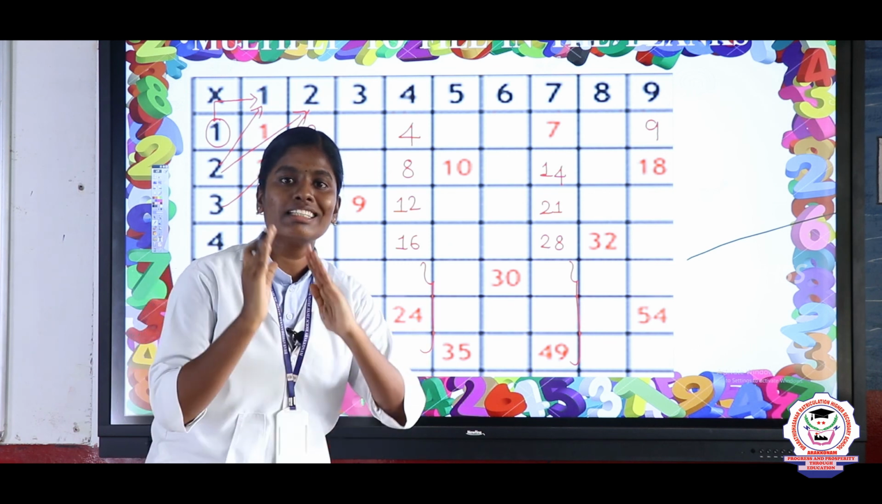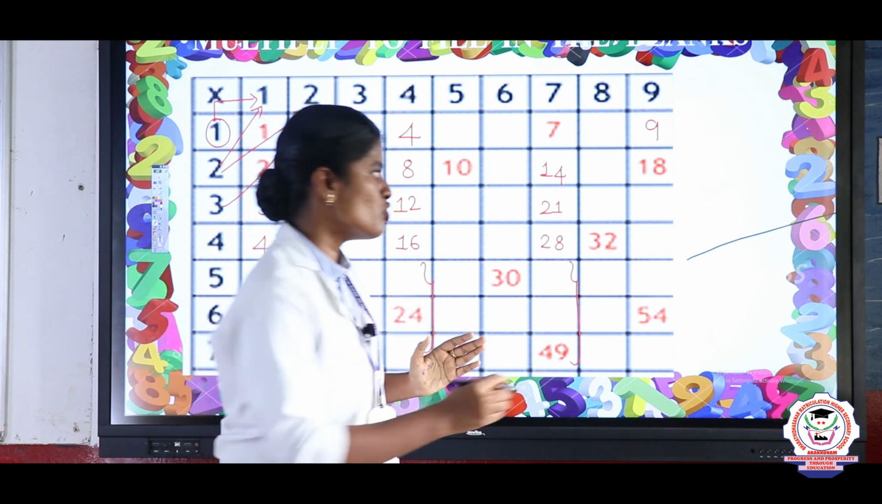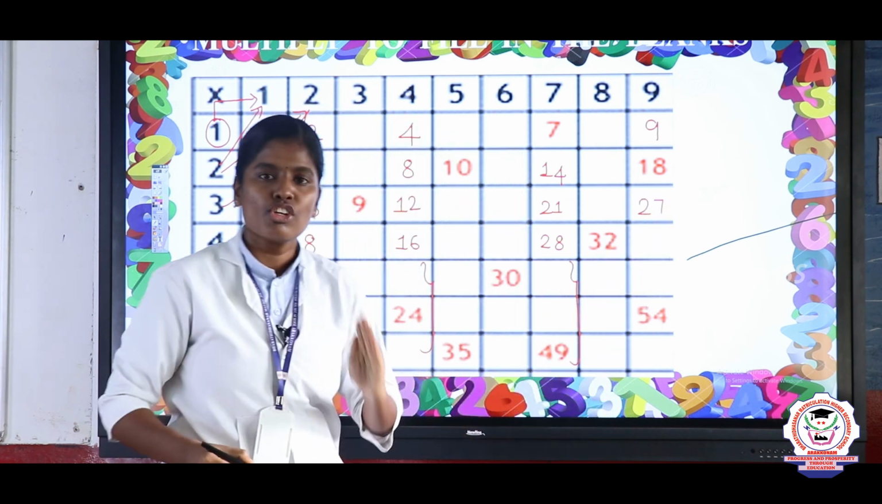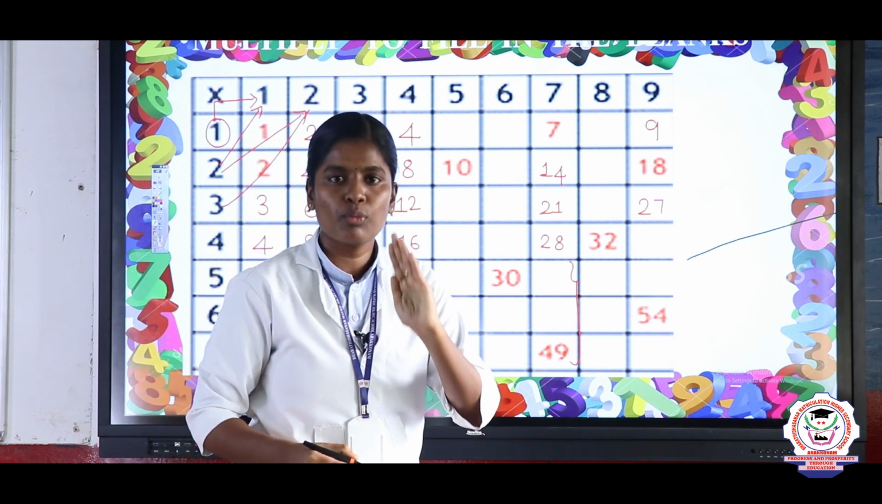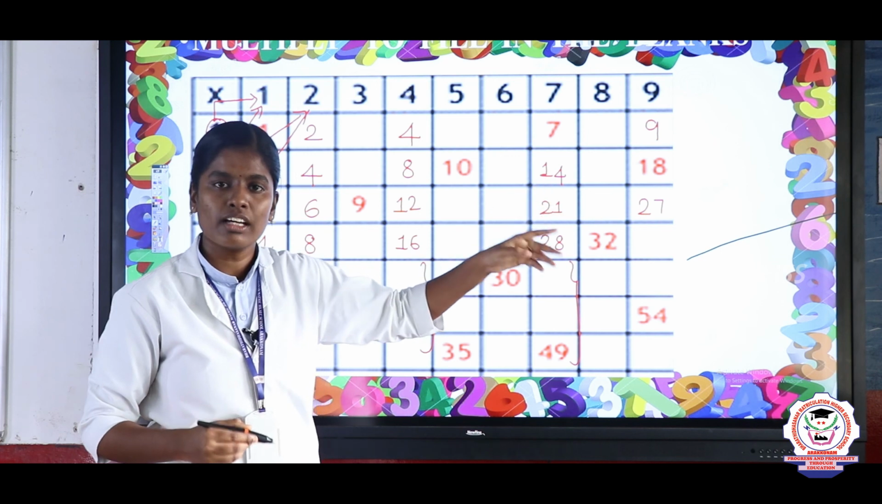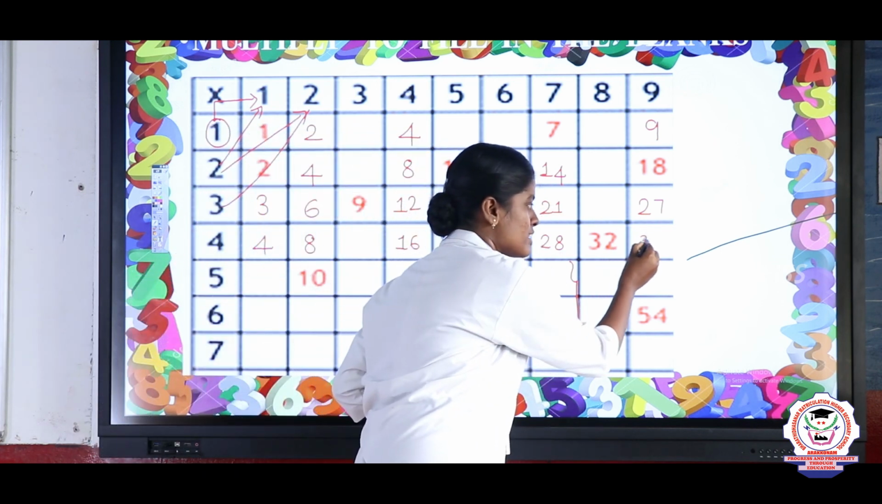3 nines are 3 times of 9 or 9 times of 3. So 3 nines are 27. So 9 table is very easy. Okay. Next you will take 4 nines are. 4 nines are 4 times of 9 or 9 times of 4. So the answer is 36.